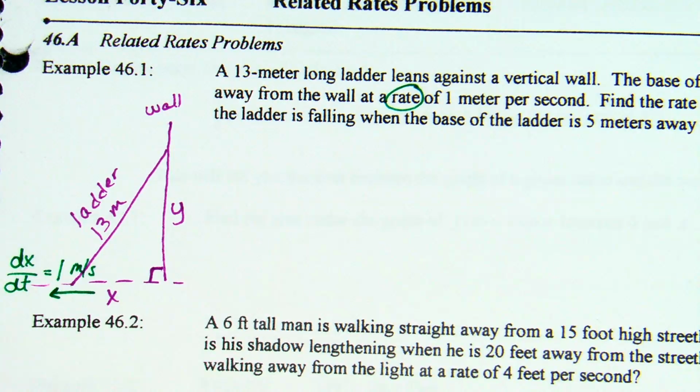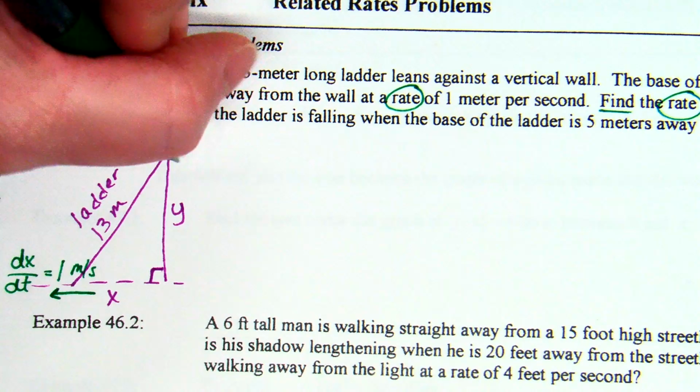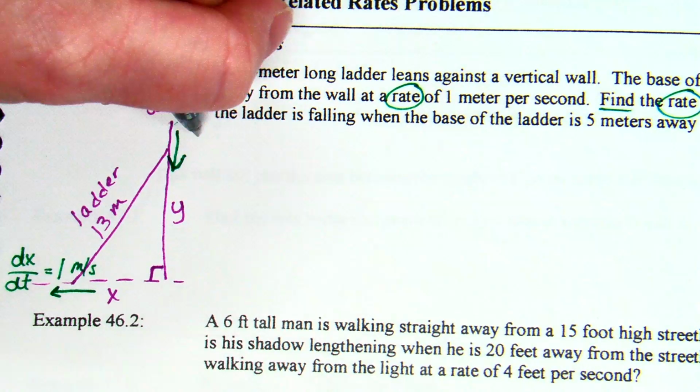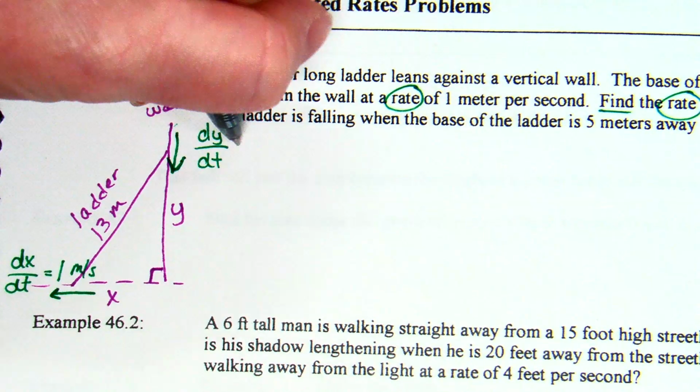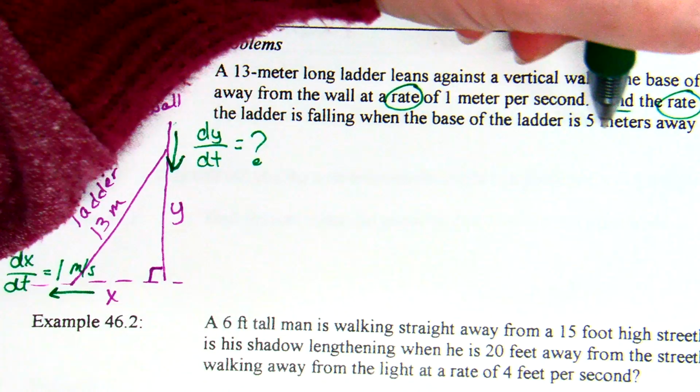Continuing to read, it then says, find the rate at which the top of the ladder is falling. So what does that mean we're trying to find this time? This side, okay? As that ladder's going down, we're trying to find the change in this side. So the change in y is dy/dt, and that's what we're trying to find. That's our ultimate goal, dy/dt. And we're finding the rate at which the top of the ladder is falling when the base of the ladder is 5 meters away from the wall.